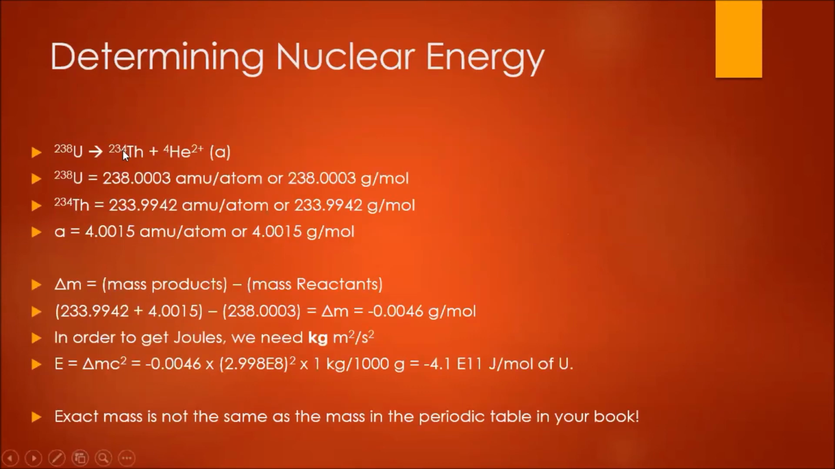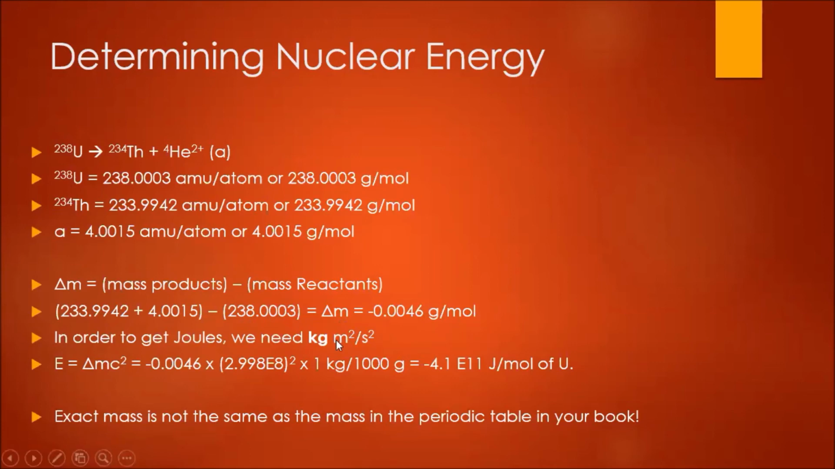So how would you do that? If I did uranium-238 undergoing alpha decay to thorium-234, the exact mass of uranium is 238.0003 AMU per atom, or you could use that as grams per mole. Thorium is 233.9942. This is one of those things where you could not round. You do not want to round because you don't want to lose the small amounts. And alpha particle is 4.0015. So you'd add thorium to alpha and subtract the uranium. So products minus reactants, really. If you add those up, I'm not going to make you do this right now, the mass difference is 0.0046 grams per mole.